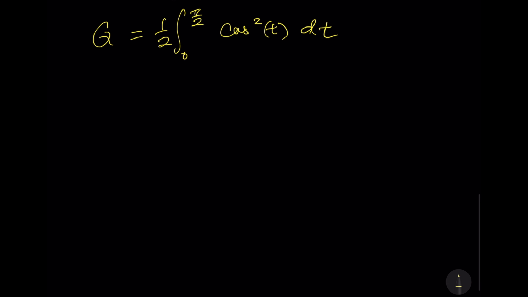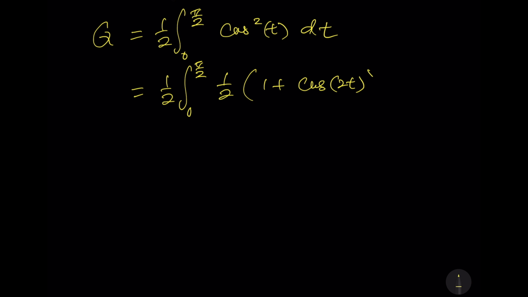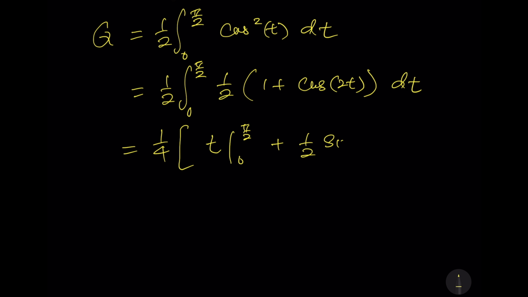Next, we are going to use the double angle identity to transform it into 1 over 2 integral 0 to pi over 2 of 1 over 2 multiplied by (1 plus cosine 2t) dt. This is directly integrable, which becomes 1 over 4 multiplied by t plus 1 over 2 multiplied by sine 2t, for t equals 0 and pi over 2.